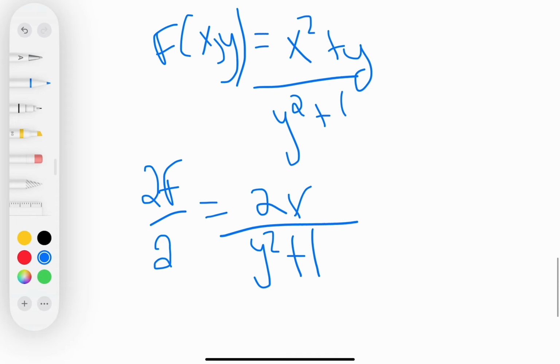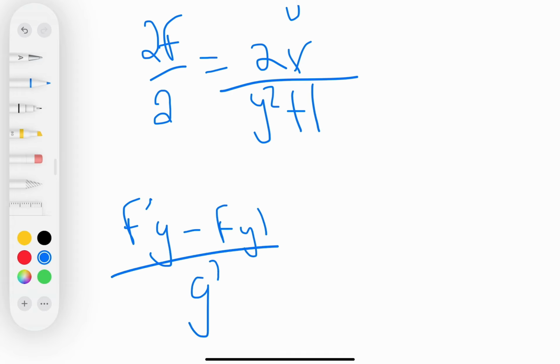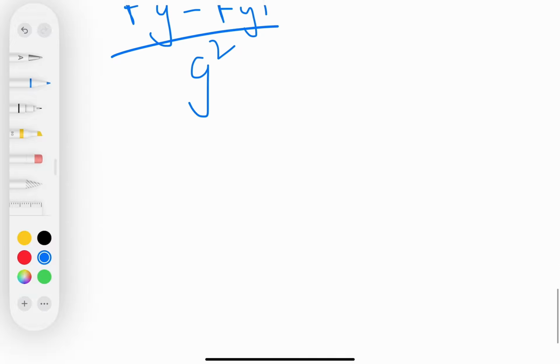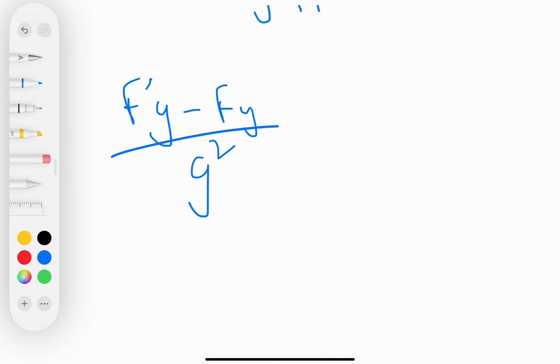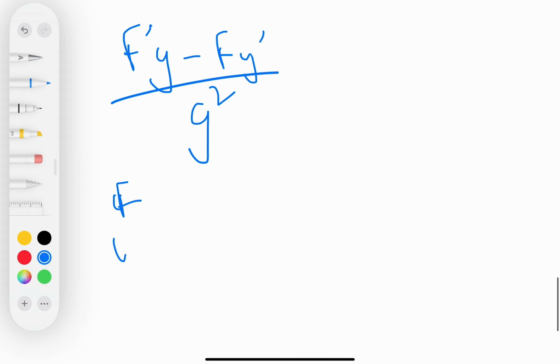So step 2 is when we actually have to find f_y. That's going to be trickier since we have to use the quotient rule. So this is just a reminder of what the quotient rule is: (f'g - fg') over g². That's how I remember it. So we're going to do u, then f, and then g.